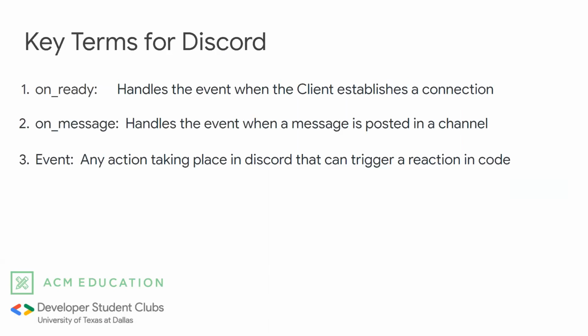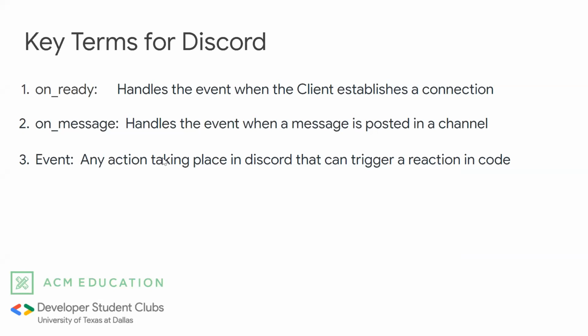So some key terms before we start would be to know these two functions. One of them is on_ready, and the other one is on_message. Basically, on_ready handles the event when the client establishes a connection. So to work with Discord.py, you need to connect to the Discord client. And the on_ready function is called when we have a connection with our Discord client. So whatever is under the on_ready function will then execute.